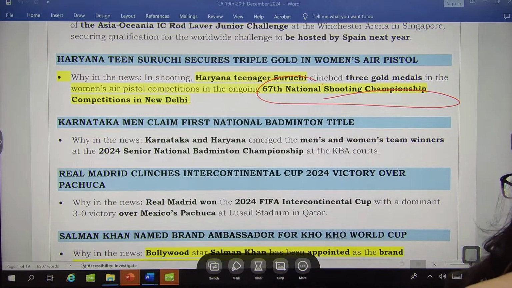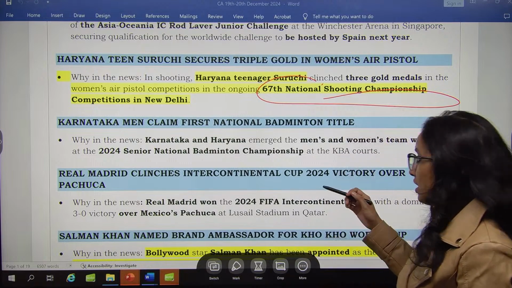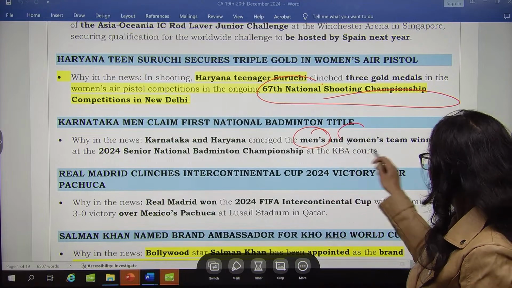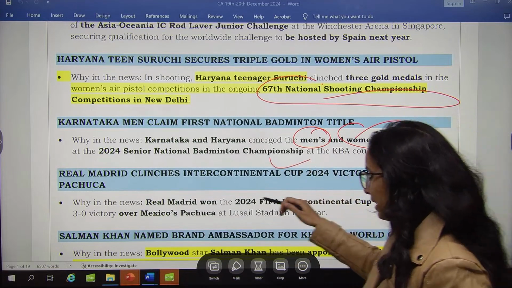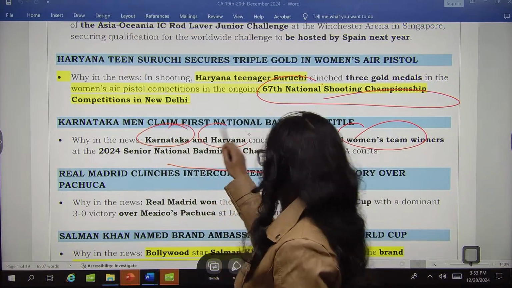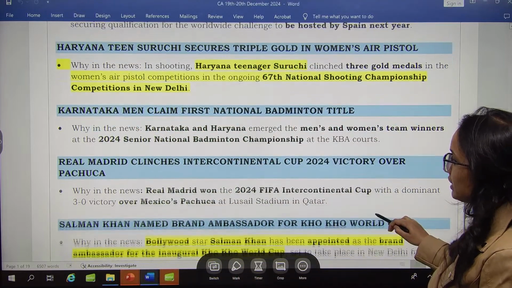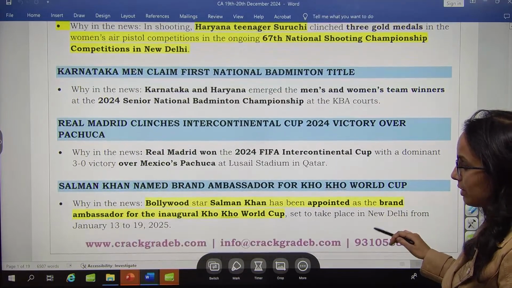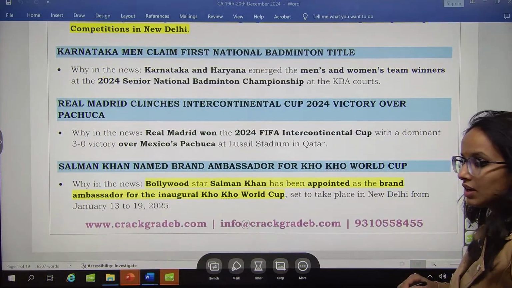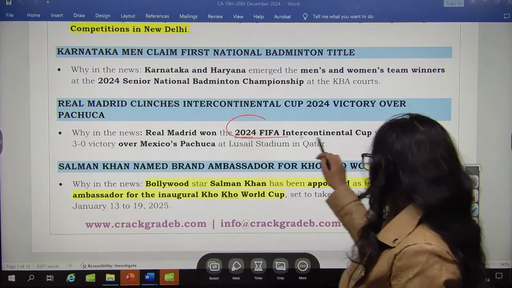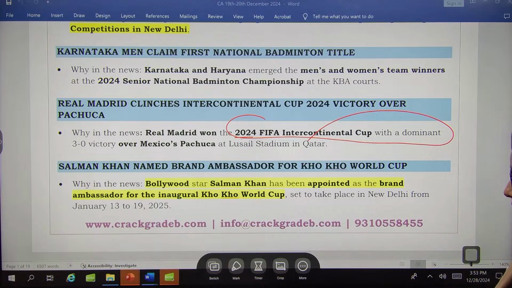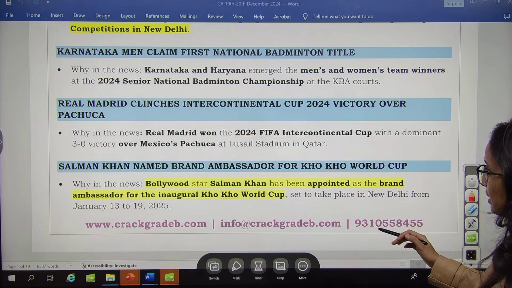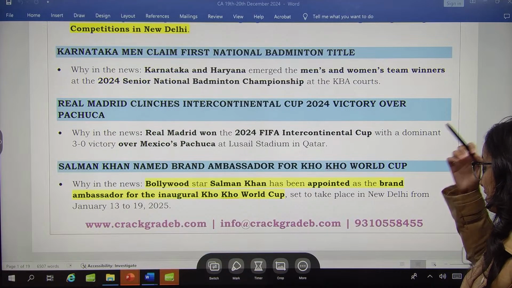Remember? Then Karnataka and Haryana emerged as men's and women's team winners at the 2024 Senior National Badminton Championship, respectively, right? Then Real Madrid has won the 2024 FIFA Intercontinental Cup over Mexico's Pachuca, okay, at Qatar. So Real Madrid has won this cup, remember, Intercontinental Cup 2024.